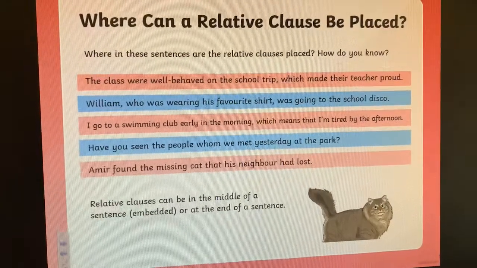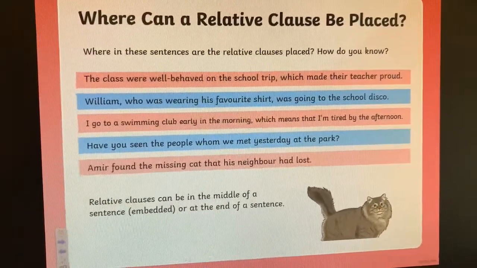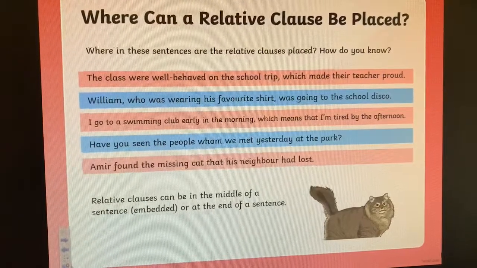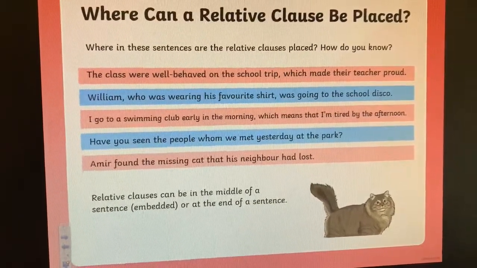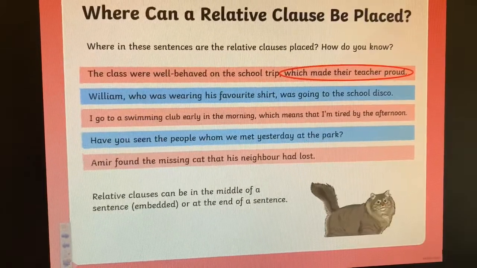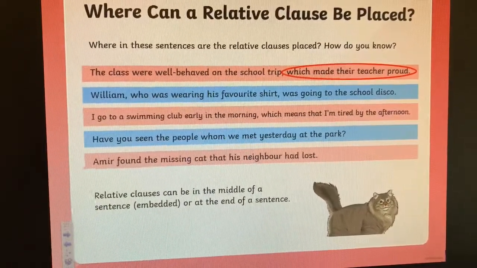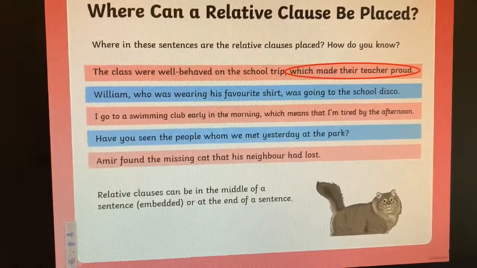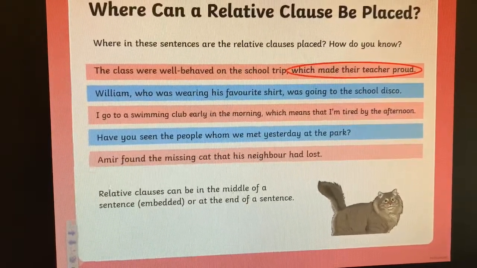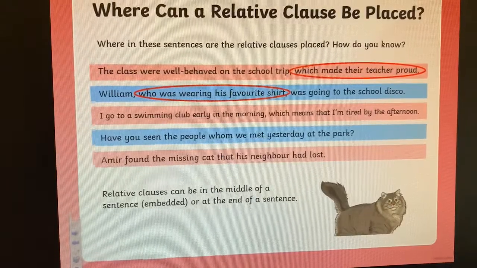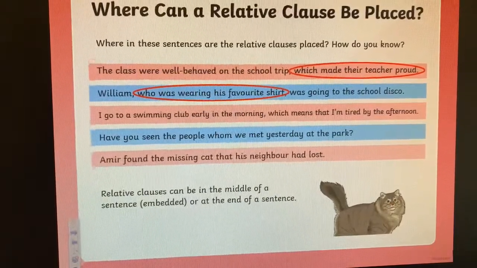Hope you've all had a chance to have a go at that, and we're now going to go through the answers. The first sentence: the class were well behaved on the school trip, which made their teacher proud. The relative clause is which made their teacher proud. The second sentence: William, who was wearing his favourite shirt, was going to the school disco. The relative clause is who was wearing his favourite shirt.